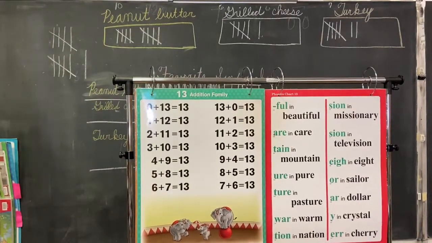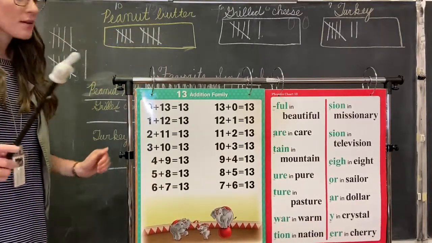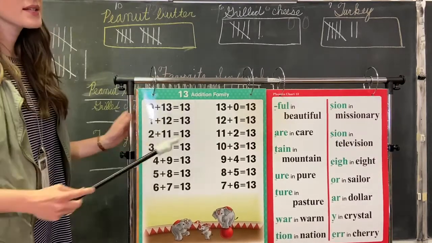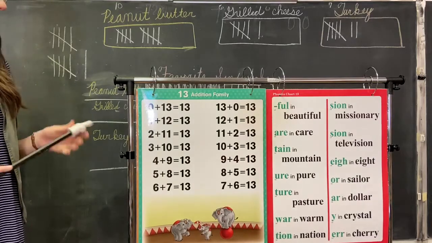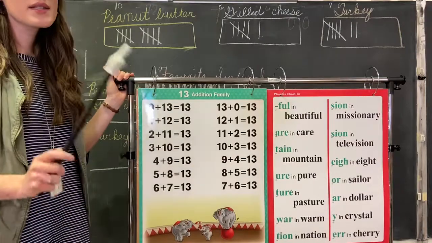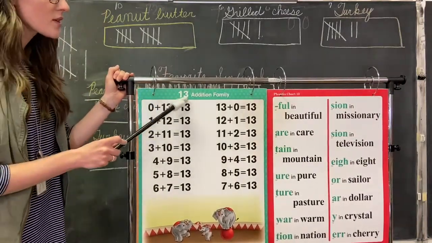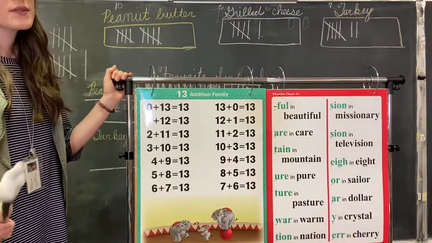All right. Now, 13 is an odd number. We know that by looking at the ones place. There's a 3 in the ones place, so that tells us that 13 is an odd number because 3 is an odd number. So there is not a double in the 13 plus family because there are only doubles in even numbered families. 13 is an odd number, so there's no double in this family. But we have lots of twins.